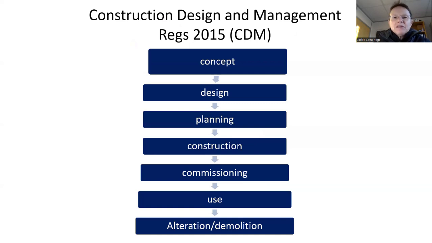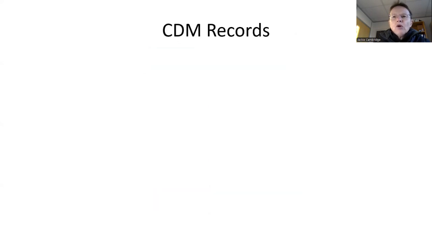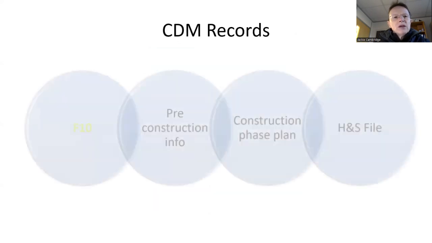So CDM 2015 came in as a third version of CDM, and the legislation really looks at when we're just thinking about construction work, when we're then doing the detailed design, then we're actually on site constructing, but it also looks ahead. Okay, in 20 years' time, 50 years' time, 100 years' time, if we need to demolish or alter this structure, what do we need to take into account? So paperwork-wise, we're going to look at 4 records. Let's have just a quick look.